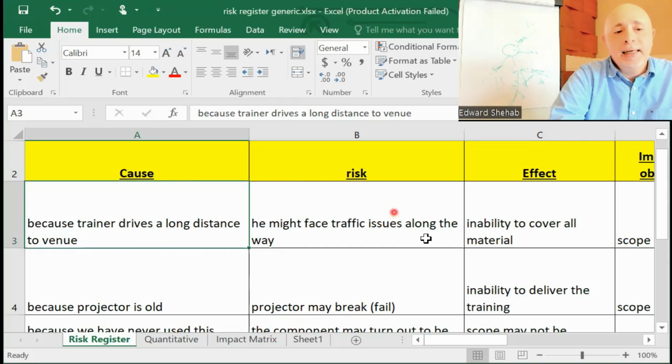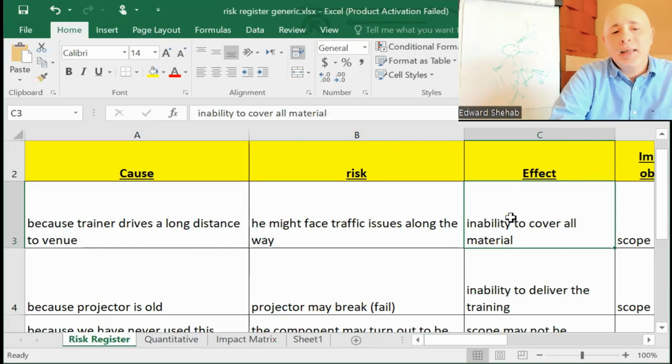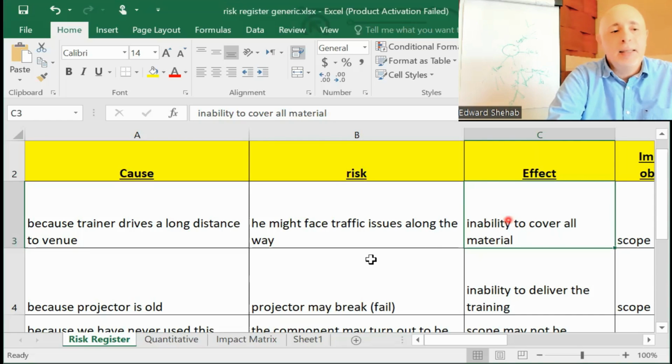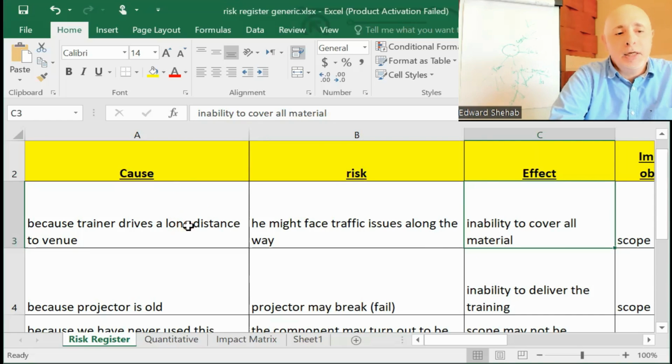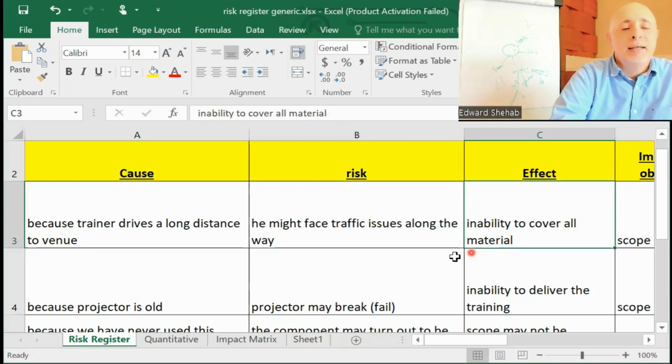The risk is he might face traffic issues along the way. This is the uncertainty. This is the thing that may or may not happen. That's the risk. The effect, if he faces traffic issues along the way, would be inability to cover all material. That's because he will be late. So I could say, trainer will be late and cannot cover all material. Same thing, right? So the cause is the general condition that worries you, that generates this risk, which may or may not happen, which would have this effect if it does happen.